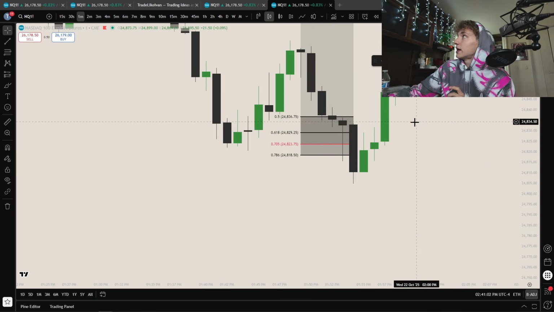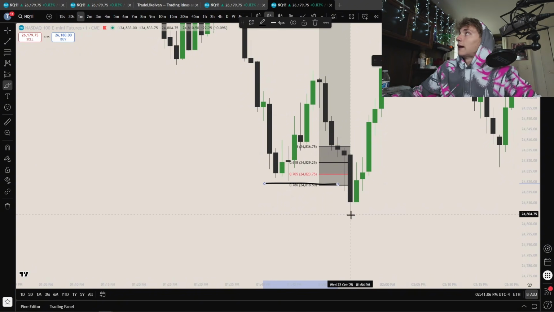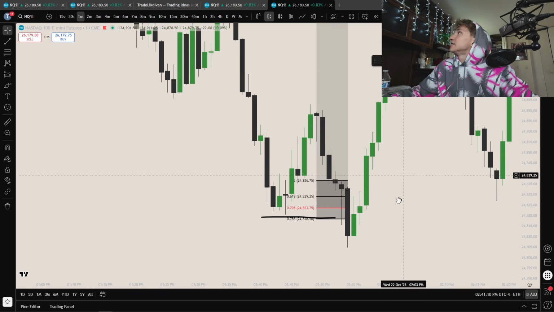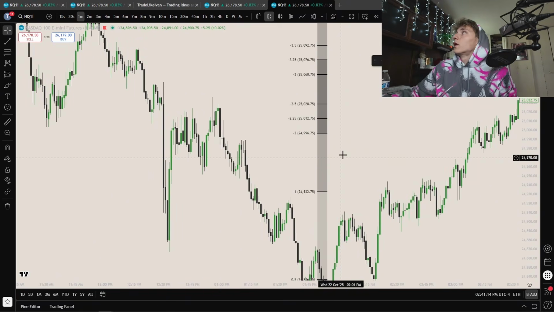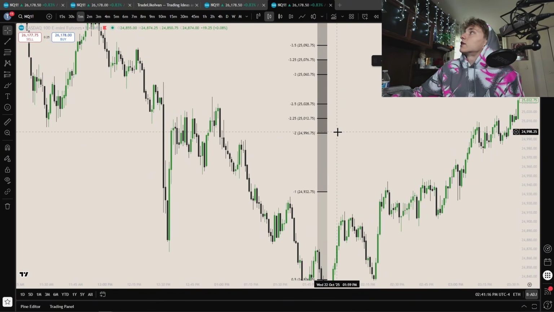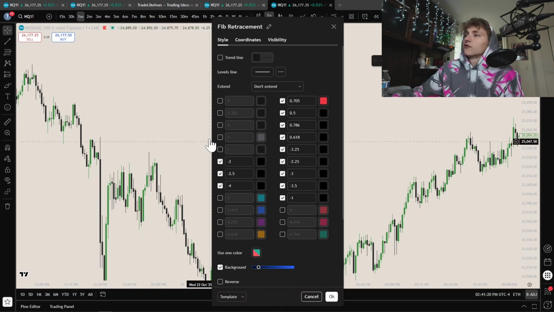So the side that takes the low, the side that sweeps liquidity, right? I'm taking that wick and the body. This is now going to give me my extensions, and this is going to show me where price is going to go. Here you can see it gave me -2, -2.25, and these are all of my settings. This is essentially everything it gives me. All right, feel free to pause and take a look.